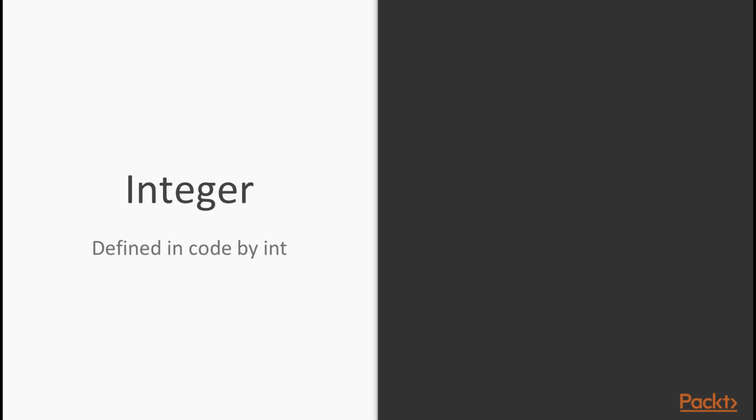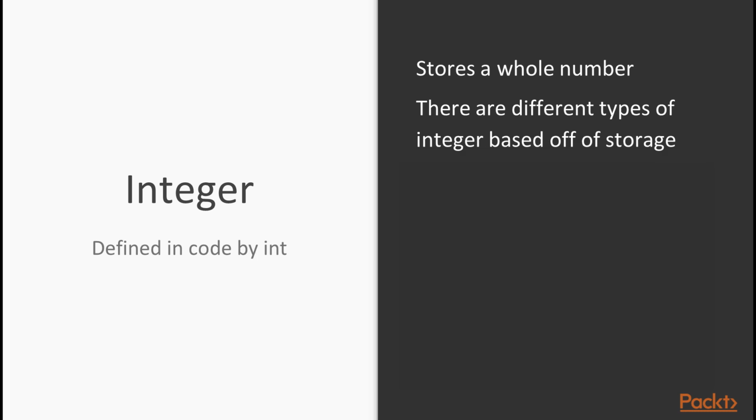An integer. Now we're getting into numbers. An integer in the code is defined by int. This stores a whole number. That means it is a number that does not have any precision or decimal points. If you try to store something with additional precision or decimal points, it'll probably throw an error or it will round it. Now, there are different types of integers, and this is based off of your storage needs.